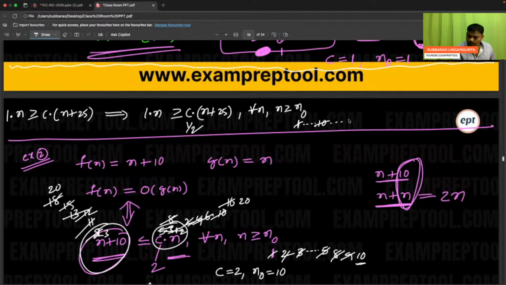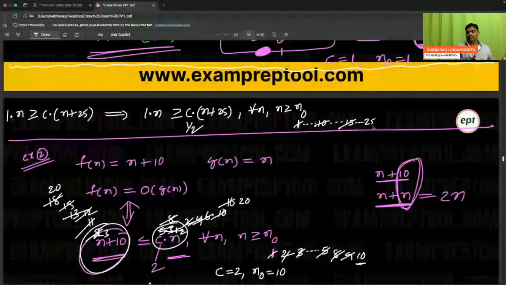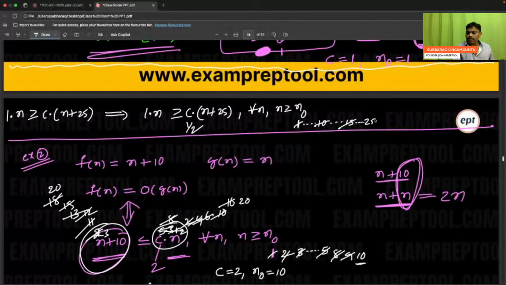Let's take 15. Left is 15, right is 15 plus 25, which is 40, 40 by 2, 20. So again it fails. Let's take 25. Left is 25, right is 25 plus 25, 50 by 2, 25. I think that is fine, perfect. From 25 onwards, either both are equal or left will be greater. So n0 is 25 and c value is 1 by 2.